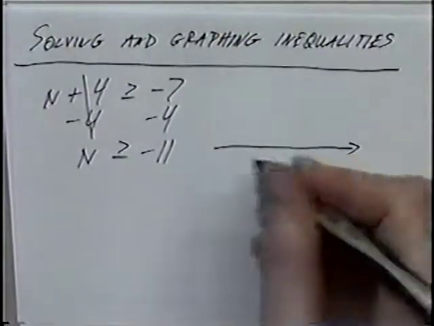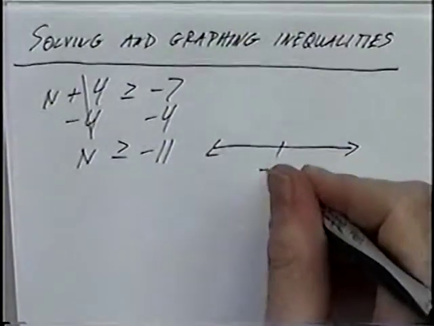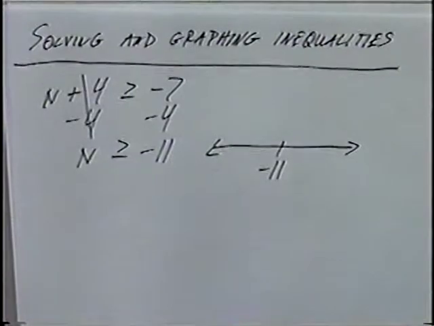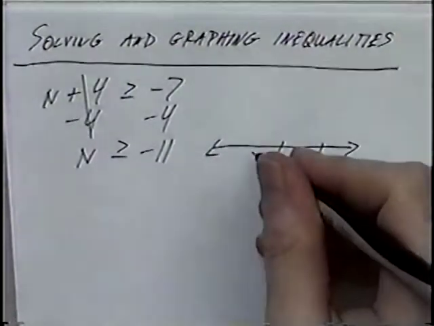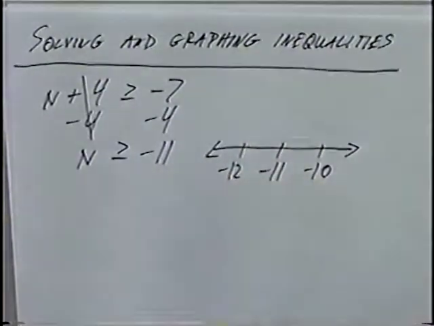Second part again, we'll graph each answer. -11 goes in the middle of the number line. To the right of -11 is -10, and to the left is -12.